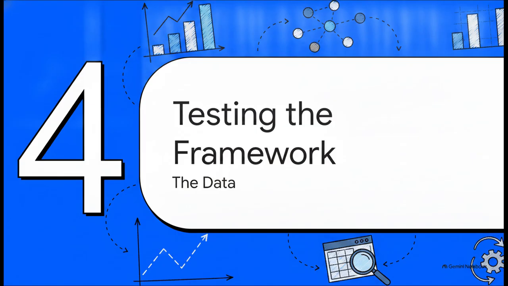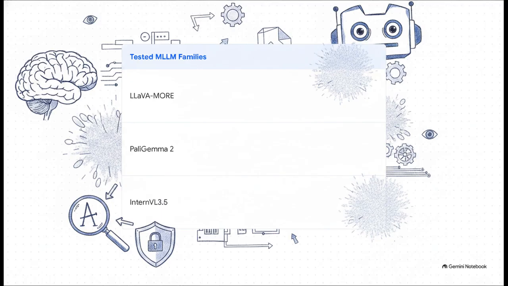All right, part 4, testing the framework. Let's look at the hard data. Does this theoretical surgery actually work in the real world? Well, the researchers didn't just test this on some tiny toy model. They trained multimodal SAEs across 3 major, state-of-the-art model families: LlamaMore, PaliGemma 2, and InternVL 3.5. They put these heavyweights through rigorous testing, specifically targeting visual spatial understanding, optical character recognition, or OCR, and most importantly, AI safety.